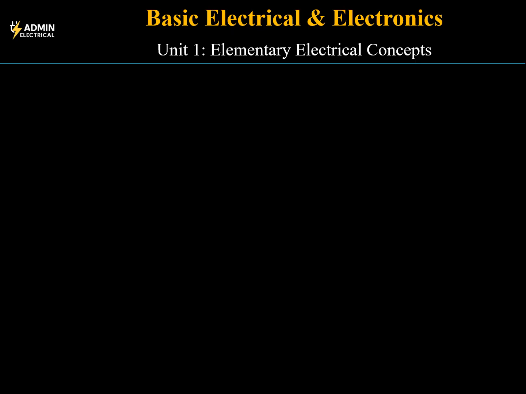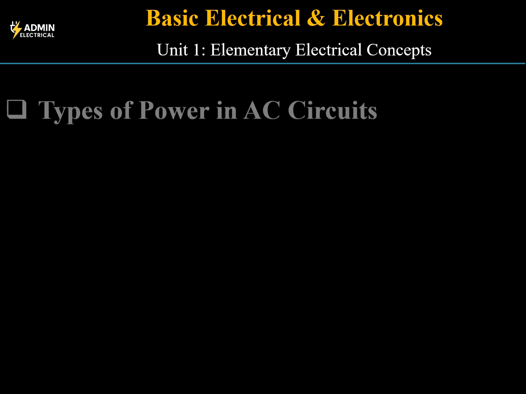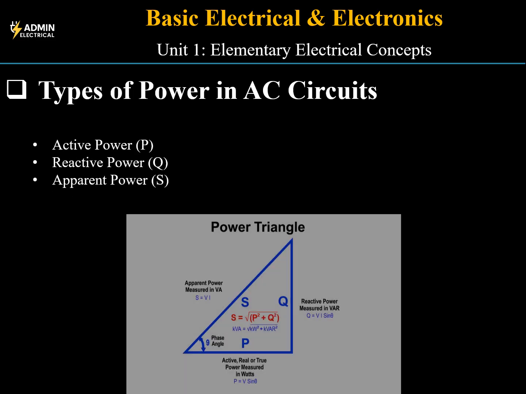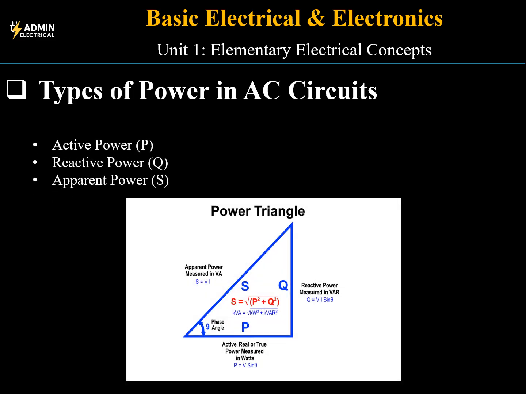In AC circuits, we deal with three types of power. First, active power, P. Second, reactive power, Q. Third, apparent power, S. Let's understand them one by one.